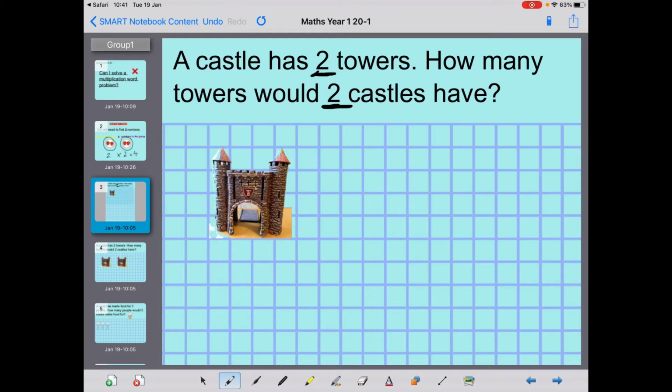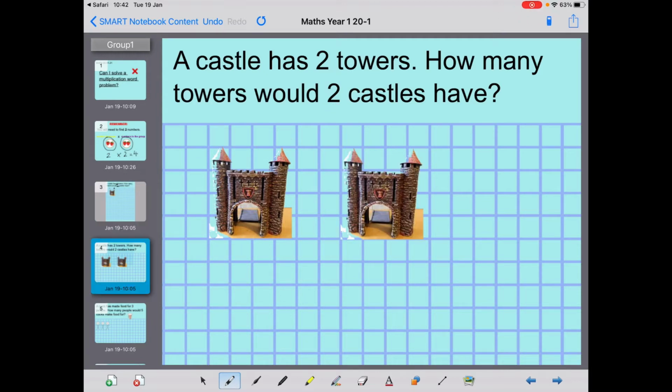So a castle has 2 towers. How many towers would 2 castles have? I've got one castle here, and it has, let's just double check, 1, 2 towers. Super, but that says I need two castles. There you go, here's my 2 castles, I've got them.